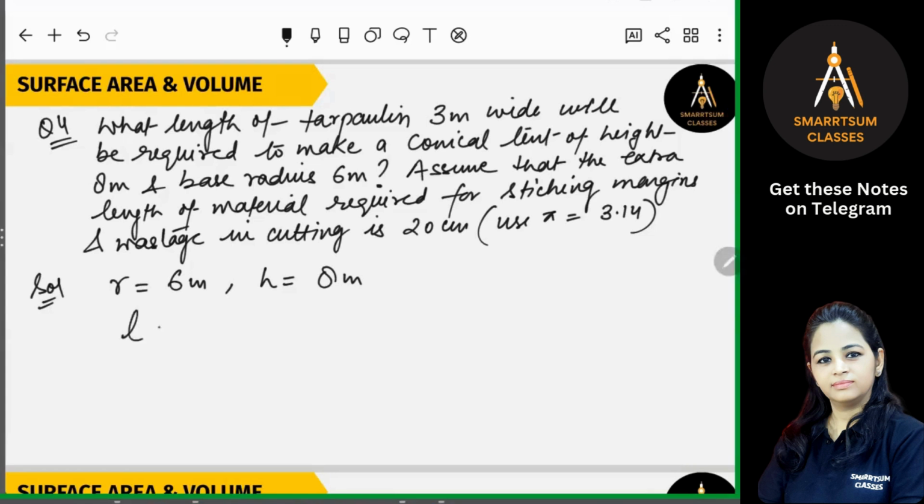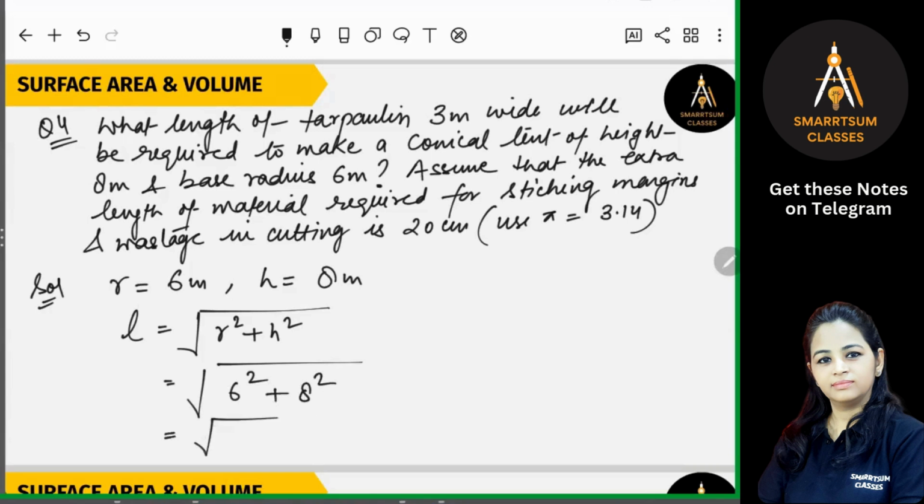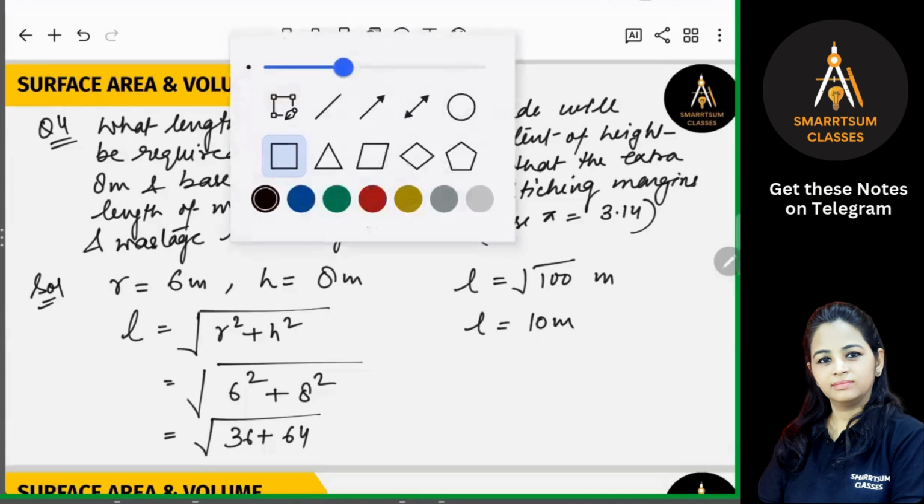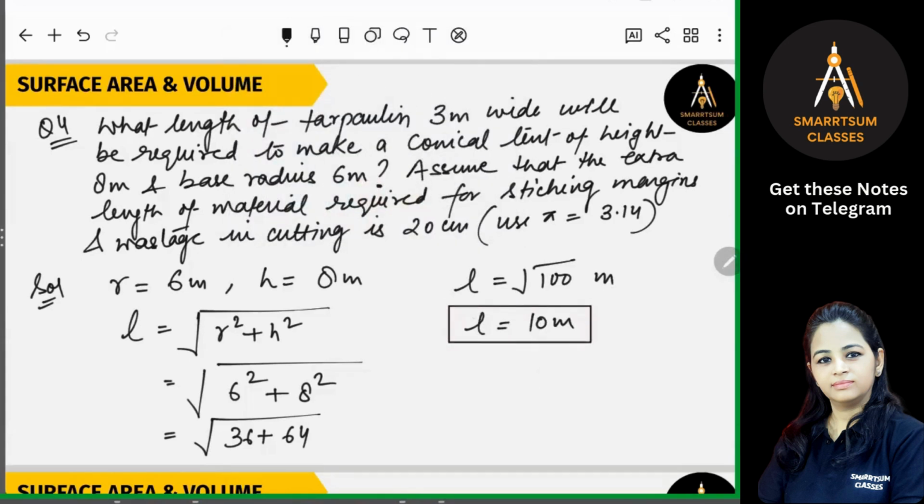So find out the slant height L, which is the square root of r square plus h square. Now put the values. R, that is 6 square plus 8 square, that is 36 plus 64. So L is equal to square root of 100 meter, that is 10 meter. So in this way, we have found out the slant height of the conical tent, which we have to make using this tarpaulin.